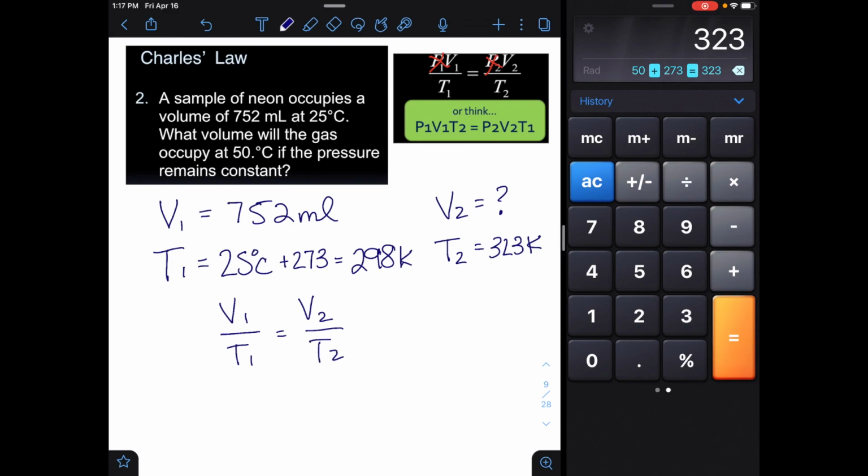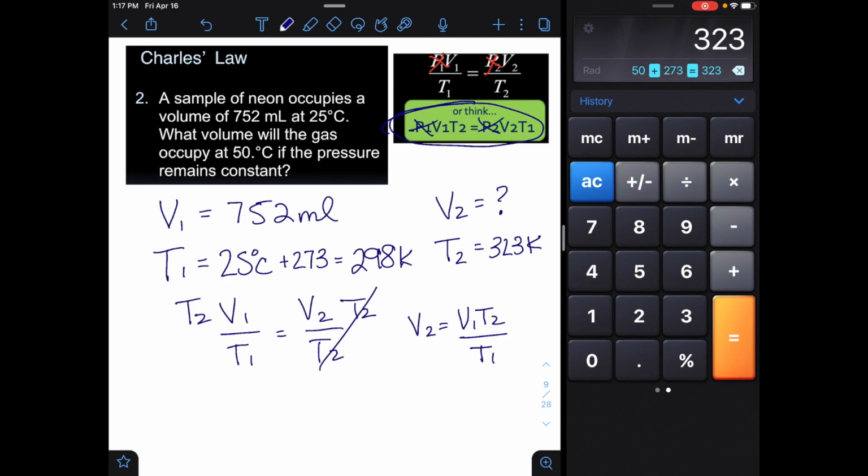I want to show you some things because some people get really confused with the algebra. In order to get T2 off the bottom, I need to multiply by T2. That cancels. Multiply by T2. And if I were to rewrite this, it would be V2 equals V1 T2 over T1. But I also have this, or think of it this way up here, to help you if you get confused with algebra.